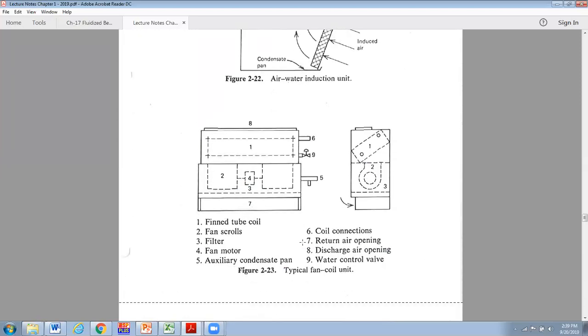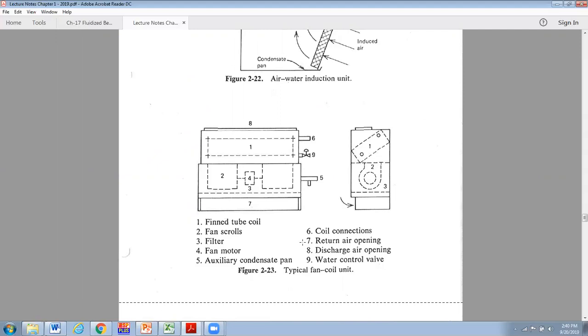This would be a typical fan coil unit. It is like the unit ventilator in our classroom. The only real distinction that I'm aware of between them is the unit ventilators are just typically physically larger with more capacity. Fan coils tend to be smaller. It's pretty close to the same piece of equipment.